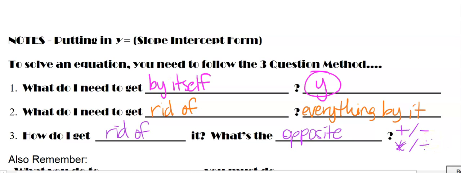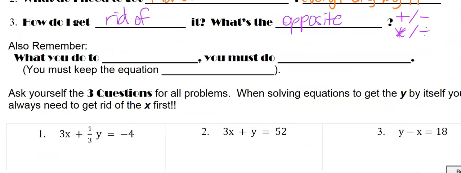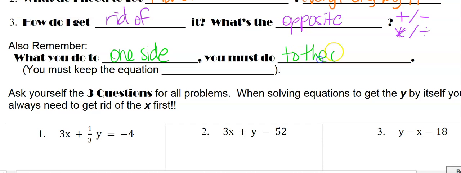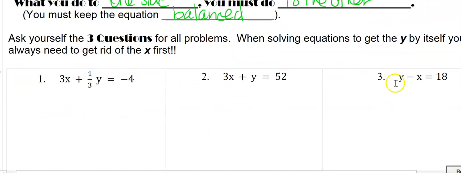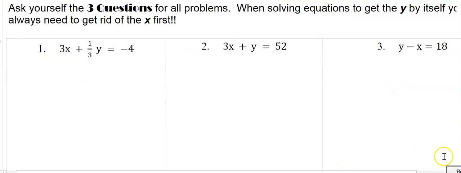And always, always, always remember, what you do to one side, you must do to the other. This is to keep the equation balanced. So I'm going to go over the practice problems right here for you guys. You're always going to ask yourself these 3 questions for all the problems, and it's all about getting the y by itself.